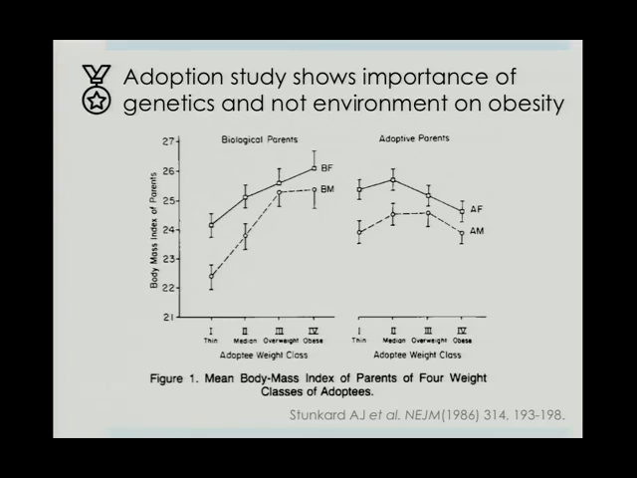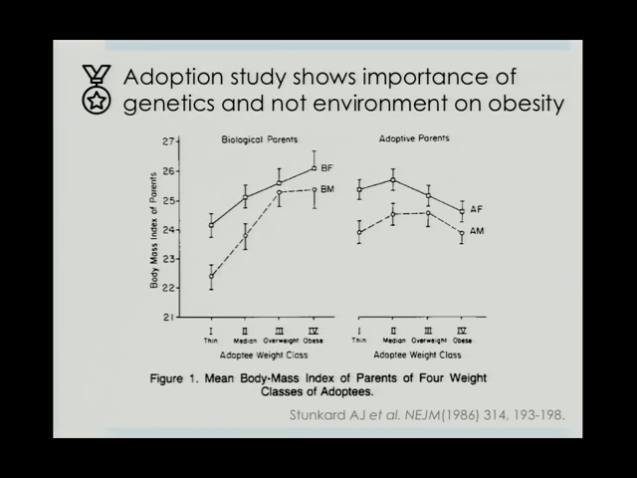Researchers identify a cohort of people who are adopted, and then they simply compare their BMI to the BMI of both their biological parents and their adoptive parents. So in the figure above, the weight class of the adoptees is here and here. And then the body mass index of the parents, either biological parents or adoptive parents, are here.